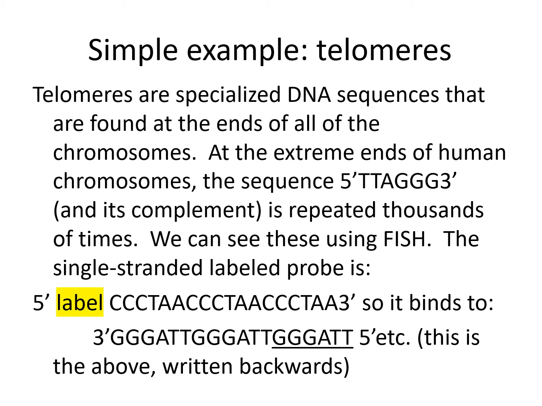So knowing the sequence, we can create a single-stranded labeled probe, with the sequence written as shown, which is complementary to the TTAGGG sequence that's present at the ends of all of our chromosomes. This probe is going to be labeled and shown in yellow on the slide so that we can later see in the microscope where the probe is bound and observe the presence of telomeres on all of our chromosomes. Notice that the sequence here is written complementary to the telomere sequence, and I wrote it backwards so you could see where the complementarity actually occurred.